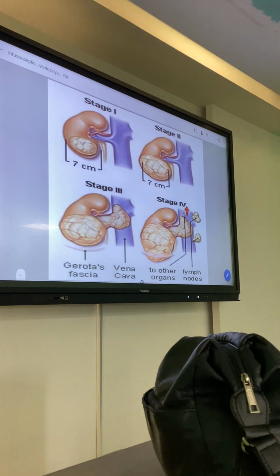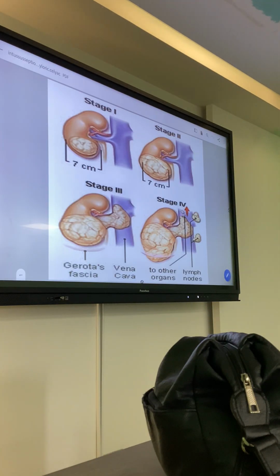To the lymph nodes. Above that, stage 3, what happened? Zainab, what about stage 3? Could you tell me about stage 3? The tumor is enlarged and reaches the bloodstream and then spreads. You see the vena cava. What's the vena cava? Yes, the superior vena cava. Metastasis to the vena cava.